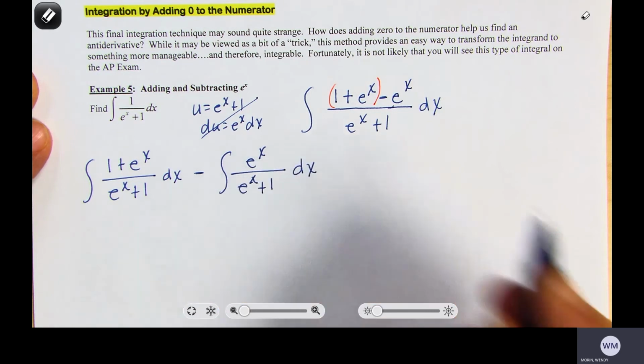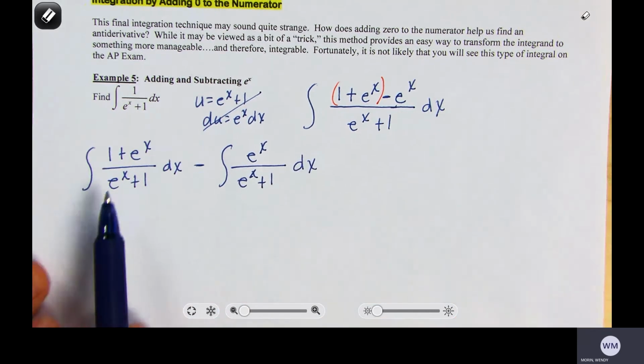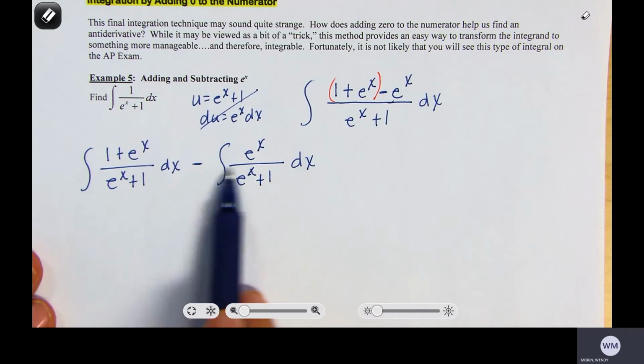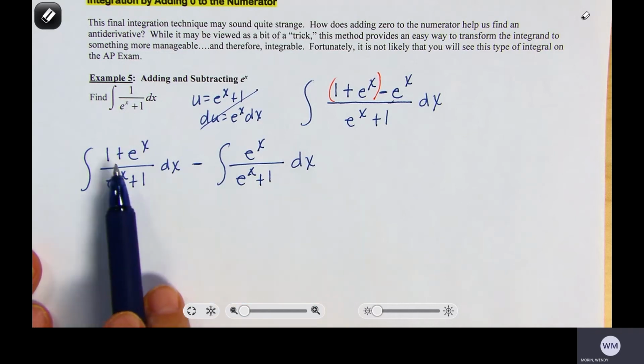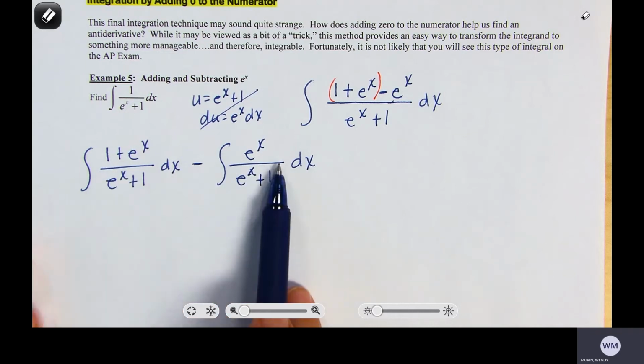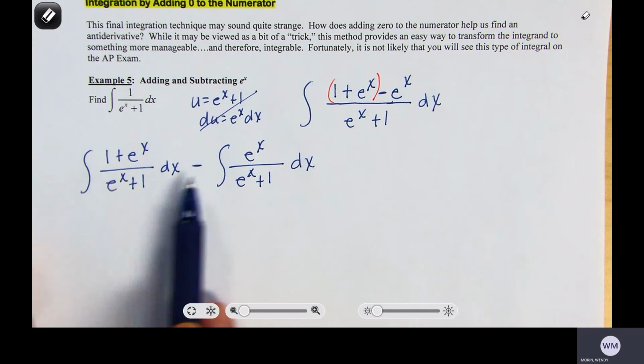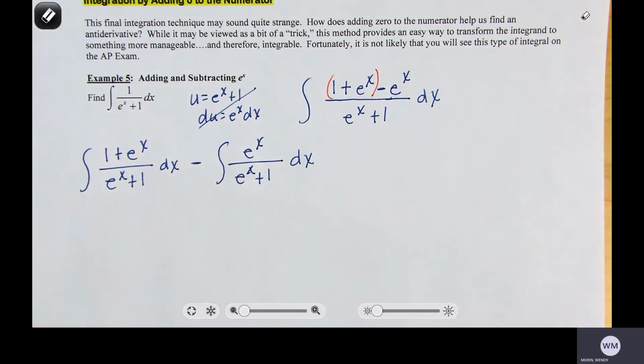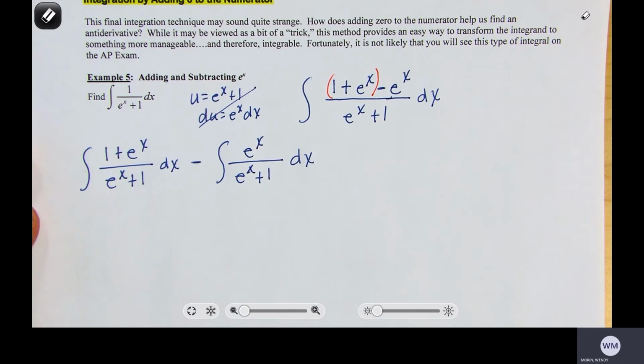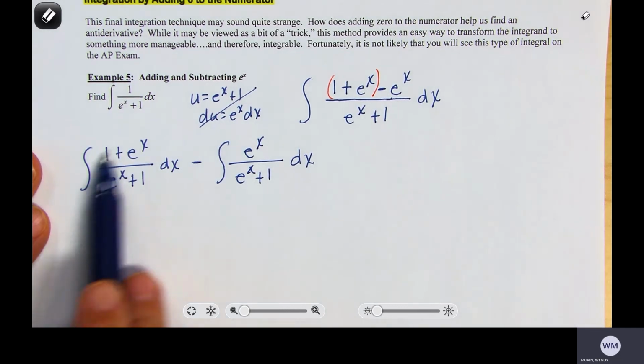And again, when I'm doing problems, I like to split it up into separate integrals because I'm going to be doing them one at a time. You can have just one integral if you have all of this in parentheses. Again, it's just personal preference. So I'm going to work on this one right here.